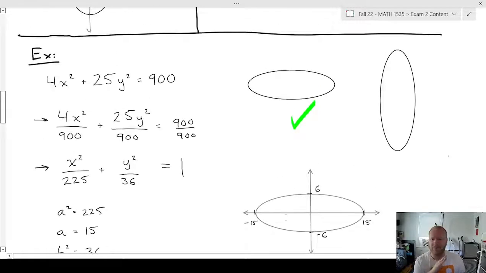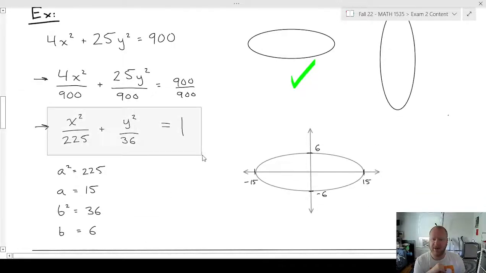So yeah, mostly just a matter of getting this in the form of an ellipse equation where it's got 1 on the right-hand side, and then solving for A and B. That should give you all the information you need to figure out what that ellipse looks like.